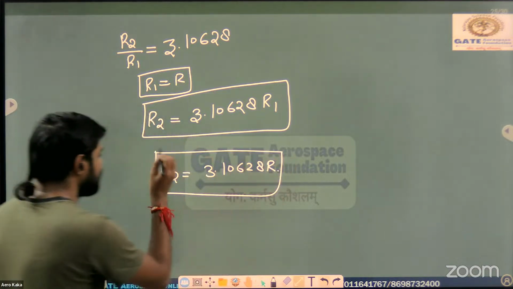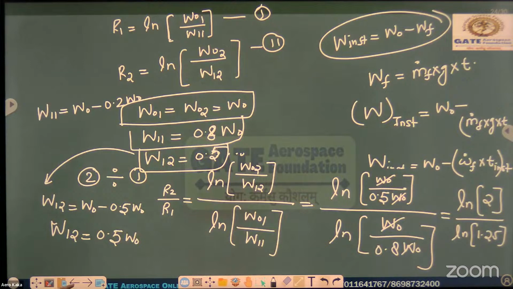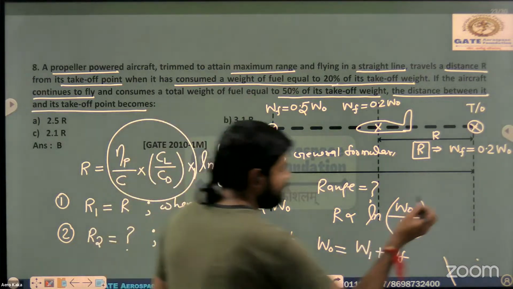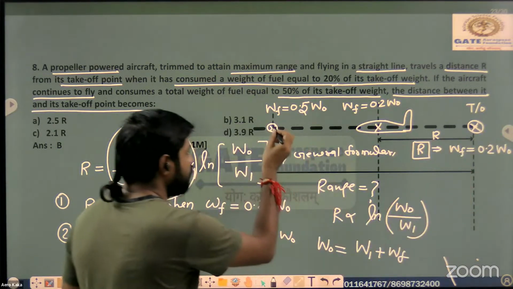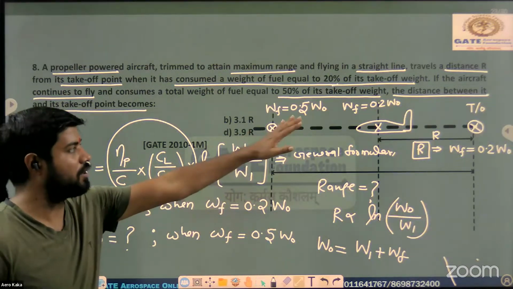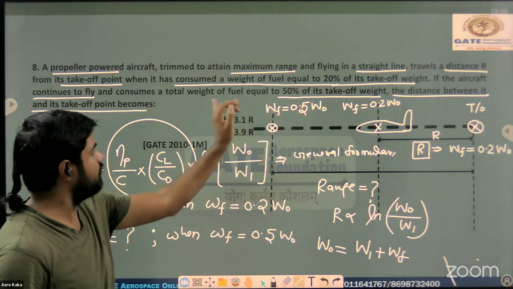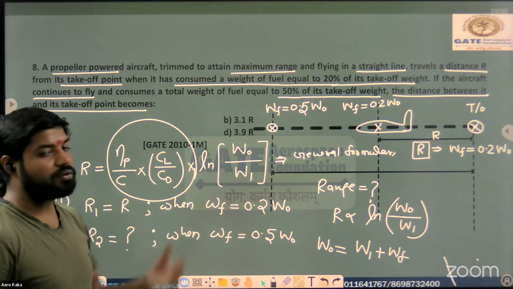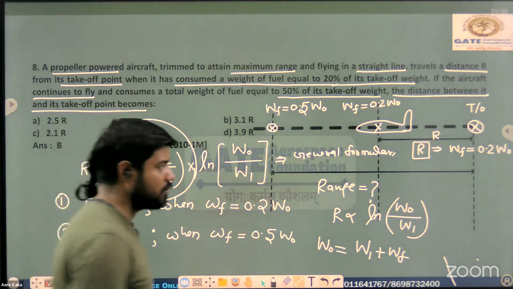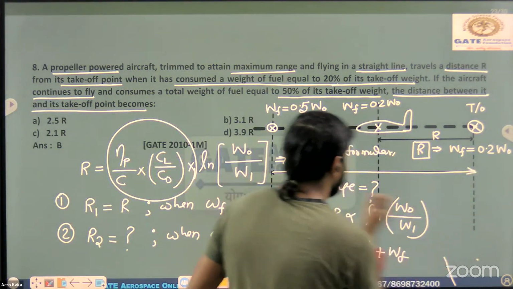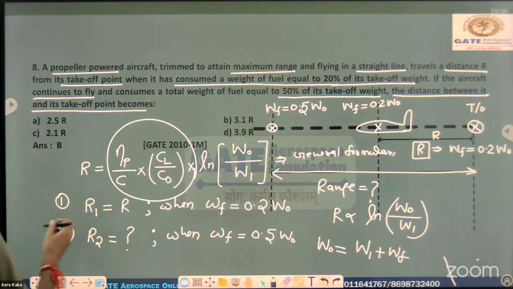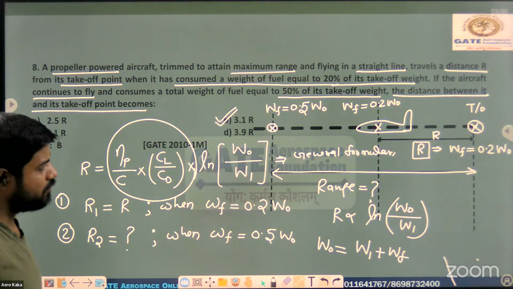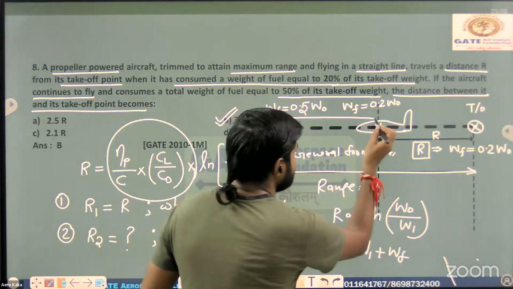Please take care. You know what is the common mistake generally students do? They don't read the question properly. That's very disappointing. So they are asking what is the distance from the initial point to the point where the weight of fuel is consumed, when the total weight of fuel equals 50% of its takeoff weight, or you can say overall weight of the aircraft. So they are asking this distance. And this option is also given in this question. So which one is correct? 3.1 R.